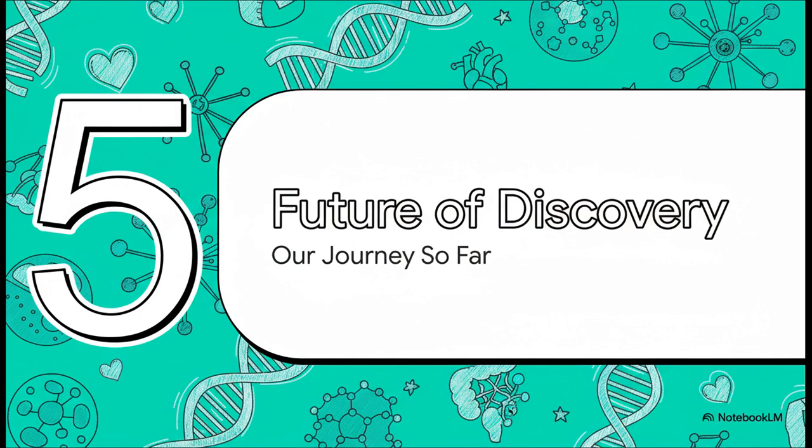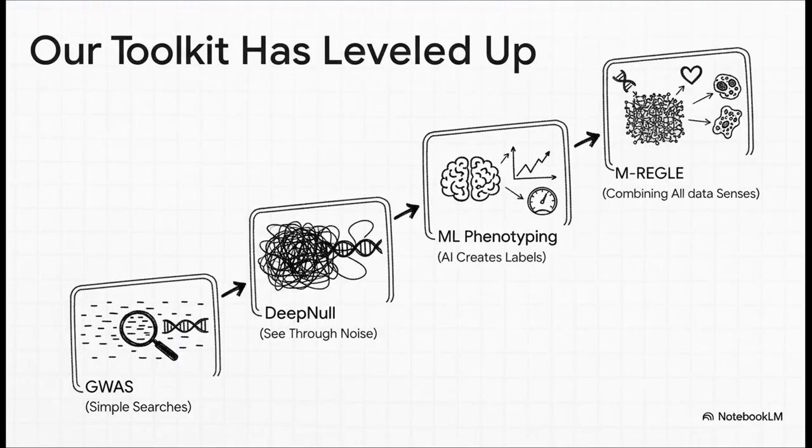So what a journey, right? We've basically watched the scientific toolkit for understanding our DNA level up again and again, with each new idea building on the one before it. I mean, think about it. We went from those early, simple searches with GWAS to getting a whole lot smarter about seeing through the biological noise with deep null. Then we took a huge leap and let the AI create its own, much better labels. And finally, we taught it to combine all its senses with REGLE. Every single step has peeled back another layer of the onion, getting us closer to the real biology underneath.